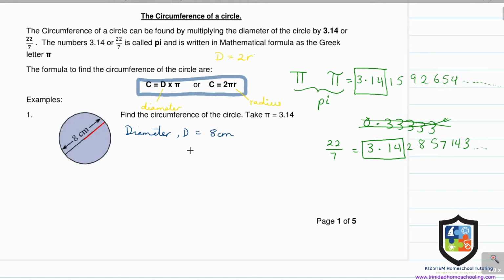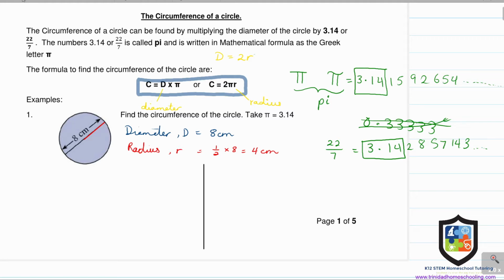Okay, because remember we said the radius is half of the diameter. So we have the radius r is equal to a half of 8, which is 4 centimeters. So let's use the 2 formulas and let's see if we get the same answer.